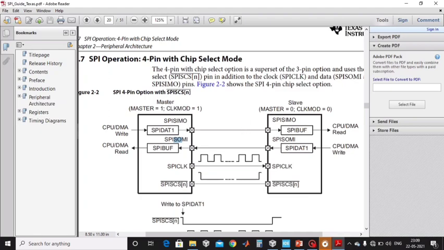And finally the last pin is the SPI chip select pin, CS pin. This is generally an active low type pin. Active low type means by default this pin must be tied to high voltage level, and whenever we want to communicate with any device which is on the SPI bus, we need to pull down this pin.